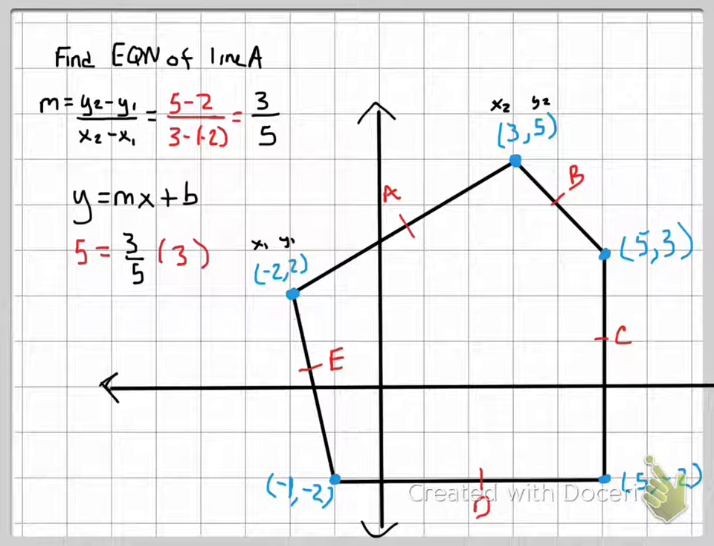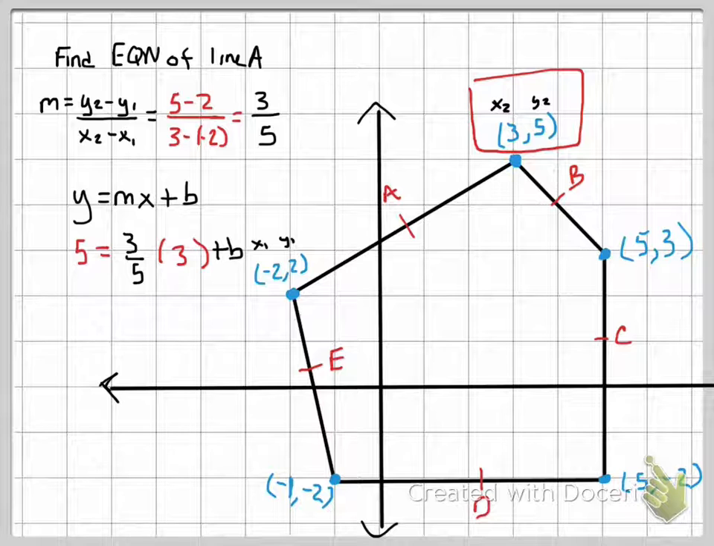Let me outline the points I'm using. I'm using this point, okay? And then plus b. I'm going to run out of room, though. And then you just solve for b. So for me, in this equation, it's not going to work out nicely, actually. I'm going to get 5 equals 9/5 plus b. And then I subtract 9/5 from both sides.